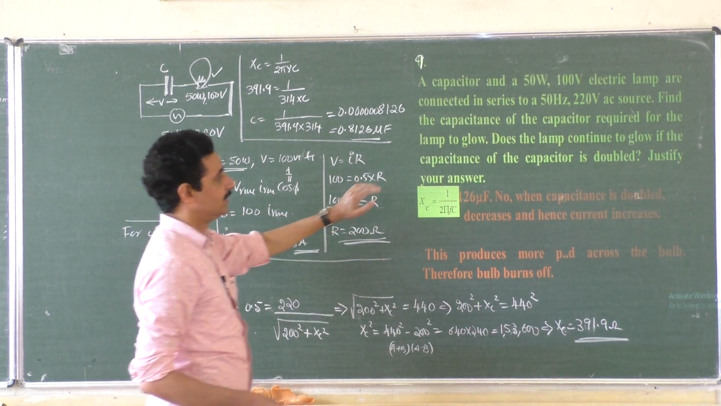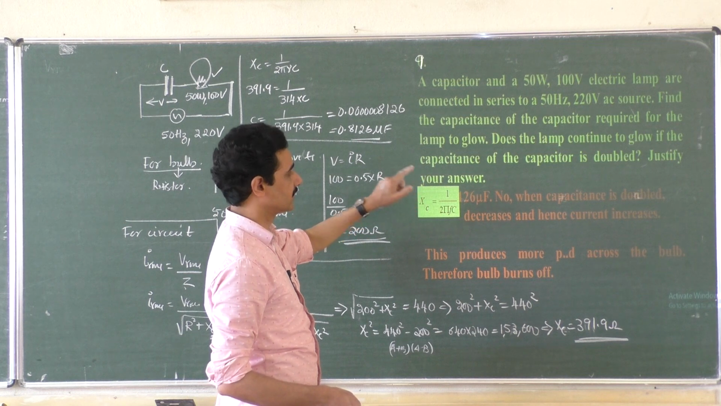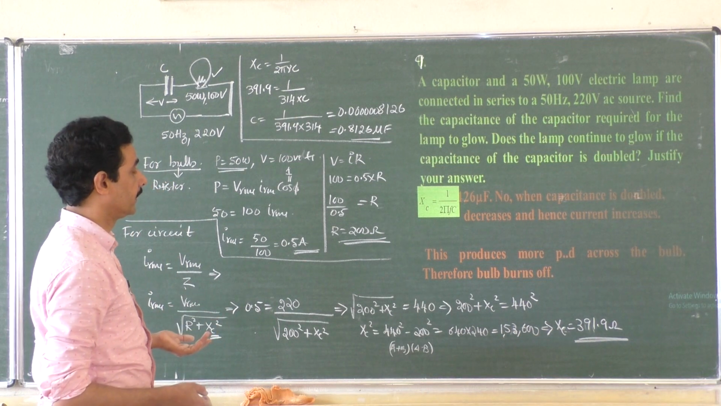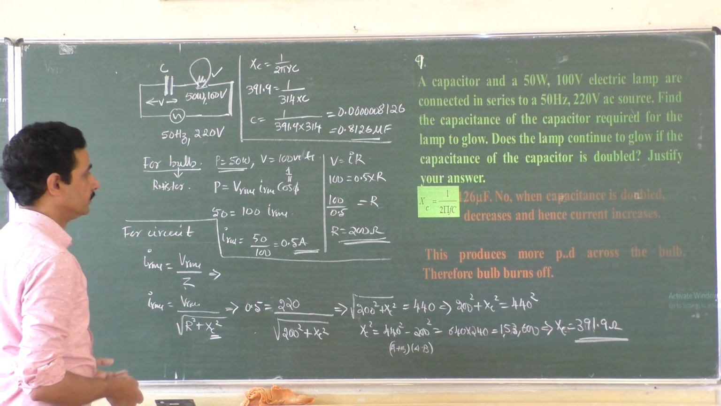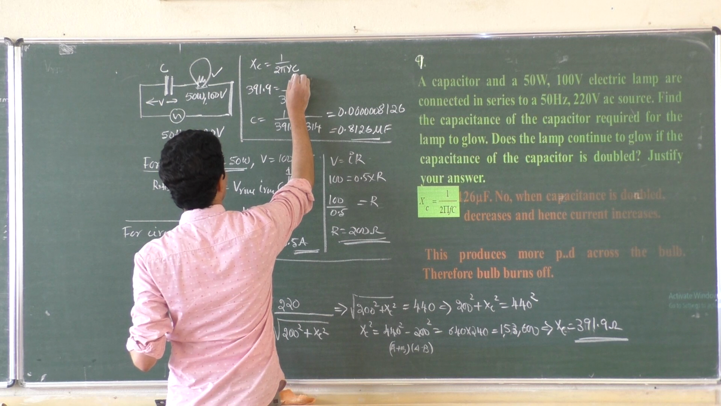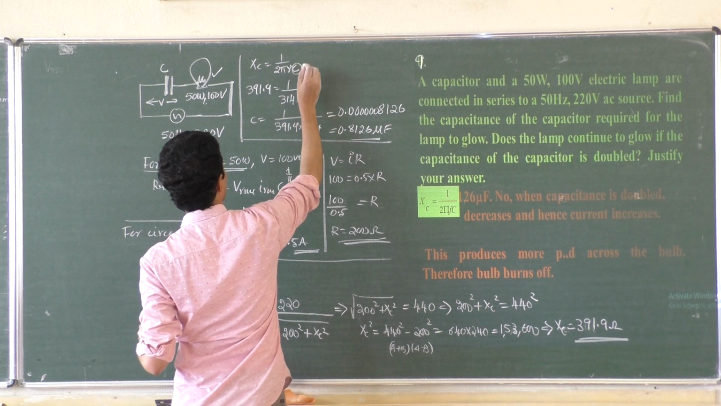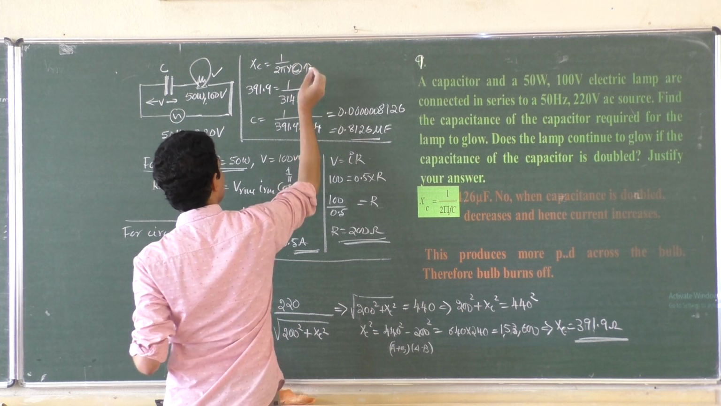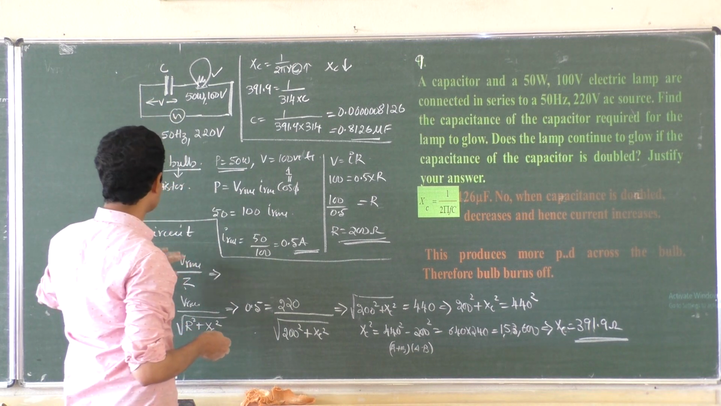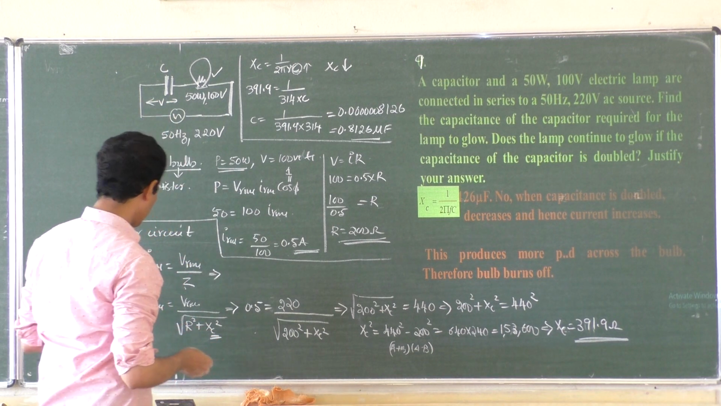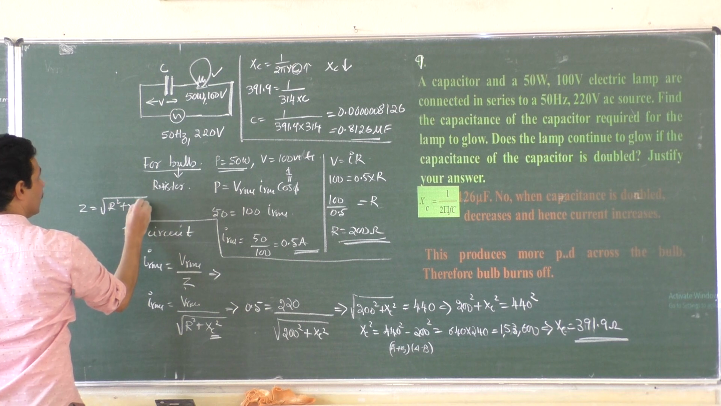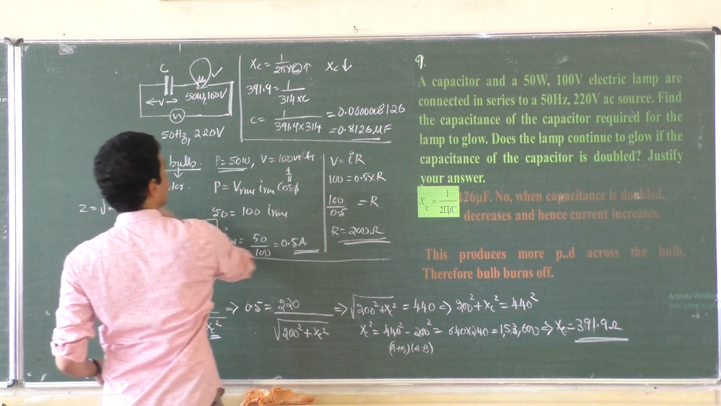Now the next question is, does the lamp continue to glow if the capacitance of the capacitor is doubled? No, because what happens? XC is equal to 1 by 2 pi nu C. When C is doubled, C is increased, XC decreases. If XC decreases, total impedance decreases. Z is equal to root of R square plus XC square.